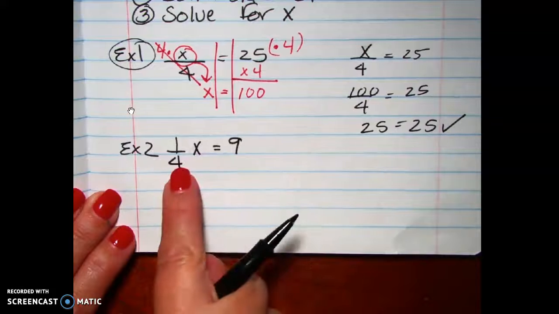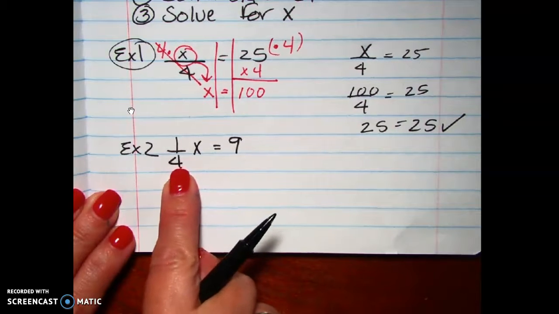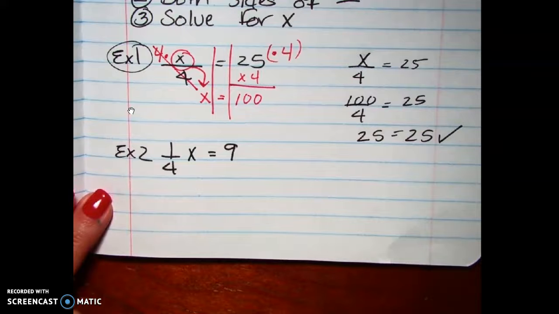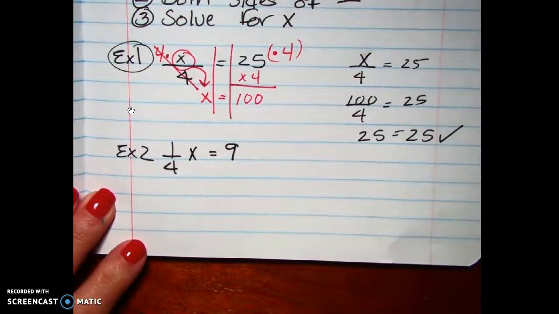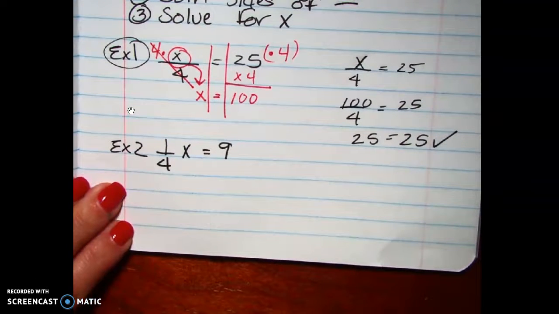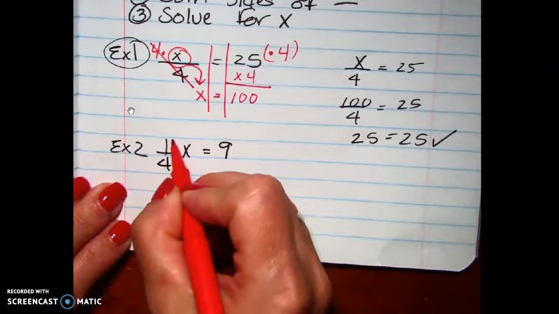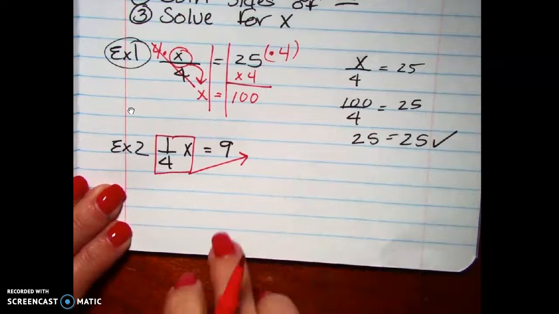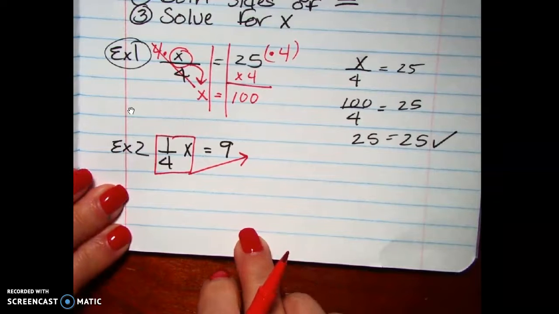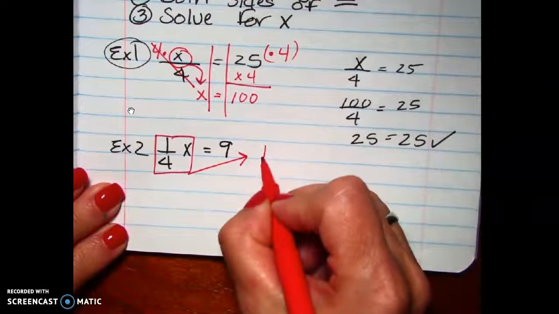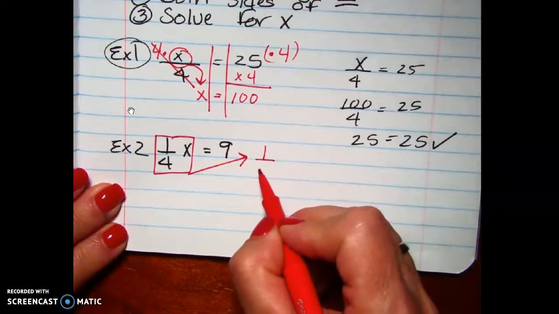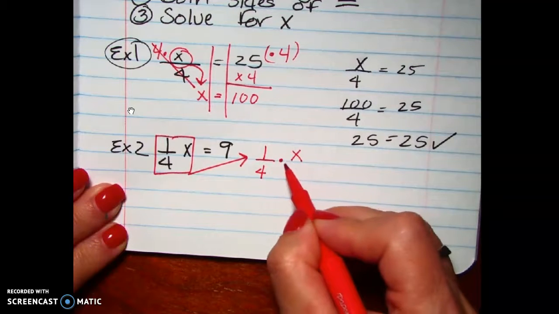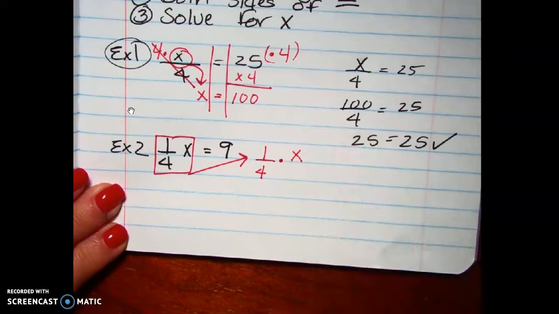So let's take a look at this very interesting looking problem here. Well, this actually is the same thing as x over 4, or x divided by 4. Well, let's explain why. So I'm going to take this right here, and we're going to show you why it works as x over 4. So when we were doing our multiplying fractions, this is actually 1/4 times x.